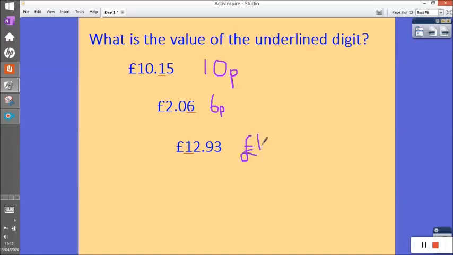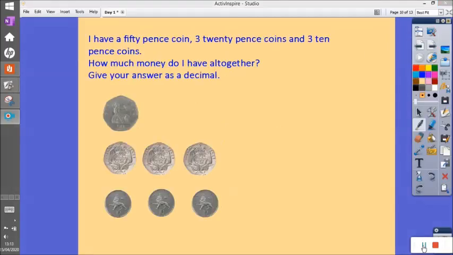Okay, guys, hopefully we all got those correct. If you didn't, what I'd like you to do is just have another look over that, check that you understand how I've explained it, and have another look.